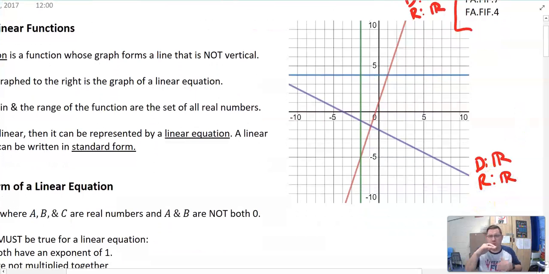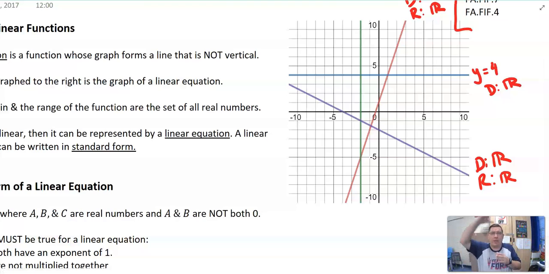But what about the blue and the green? We talked about horizontal and vertical lines in section 3, but we didn't talk about their domain and range. Remember that this line would be the line y equals 4, because every point along this line has a y value of 4. Its domain is all real numbers, because it goes from negative infinity to the left to positive infinity to the right. But the range has just one value. The range is only y equals 4.